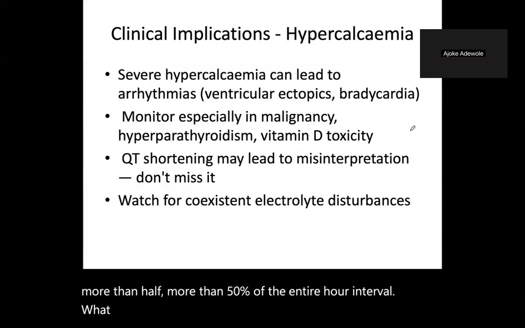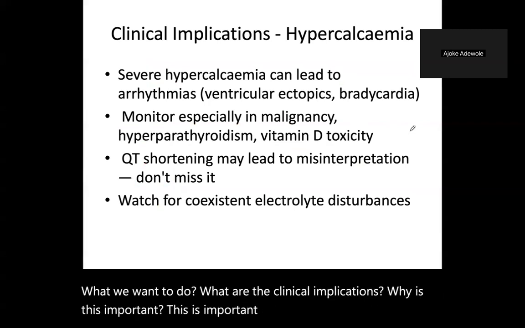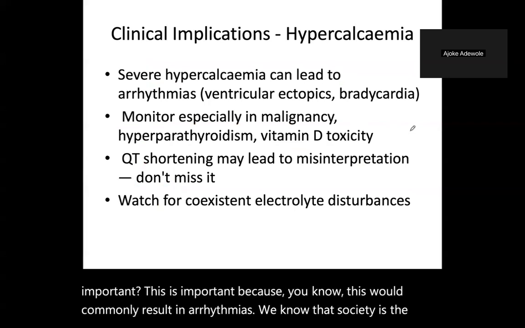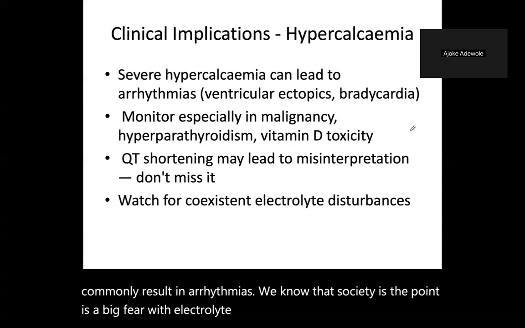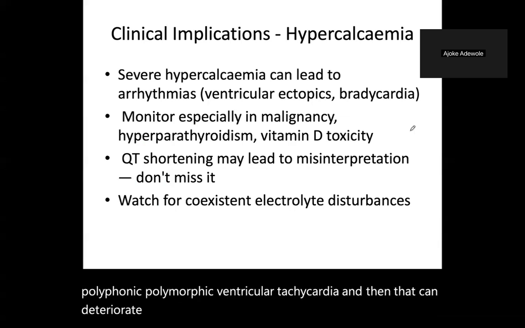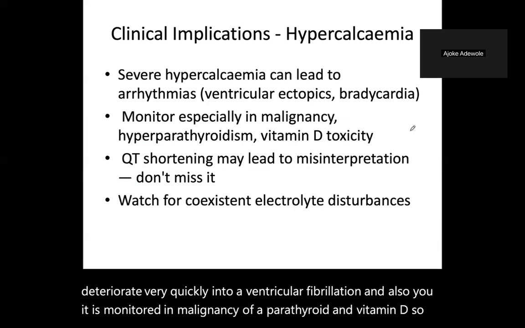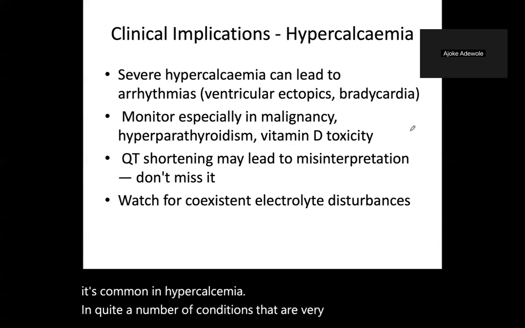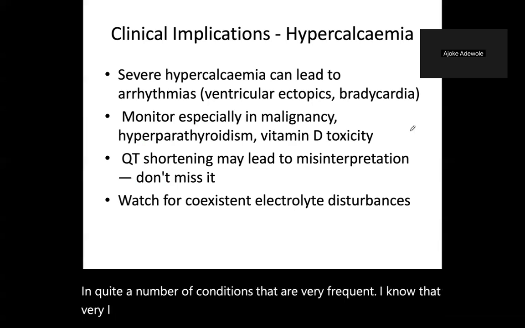What are the clinical implications? Why is this important? This is important because this would commonly result in arrhythmias. We know that torsades de pointes is a big fear with electrolyte disturbances. Suddenly, you have your polymorphic ventricular tachycardia, and then that can deteriorate very quickly into ventricular fibrillation. And it is also seen in malignancy, hyperparathyroidism, vitamin D excess. So hypercalcemia is common in quite a number of conditions that are very frequent. I know that I have picked up quite a number of hyperparathyroidism.